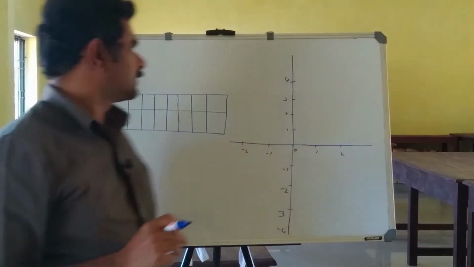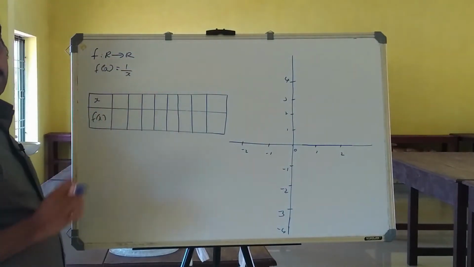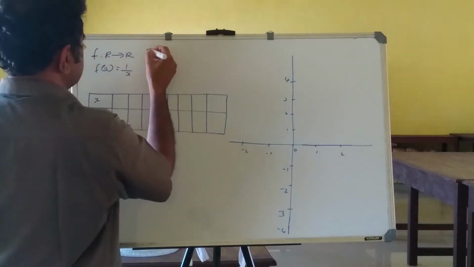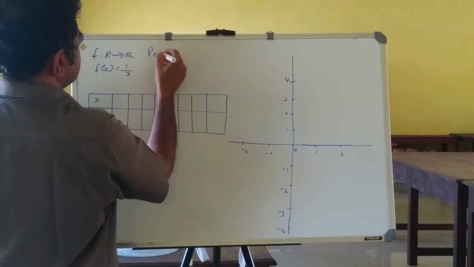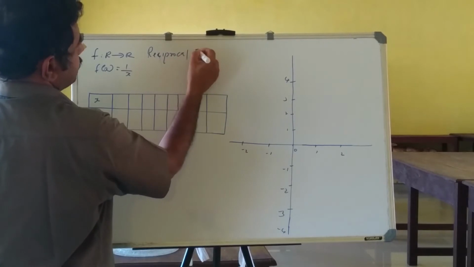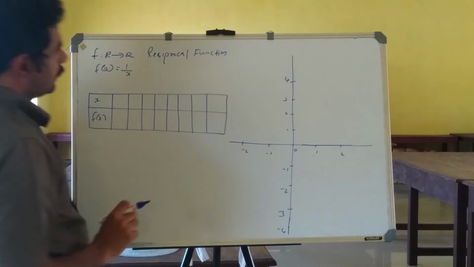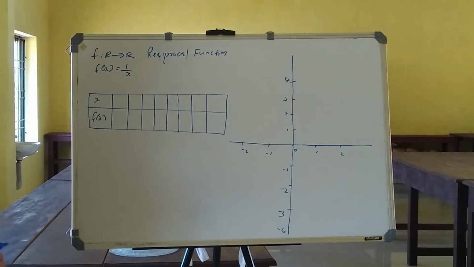Another function, f of x equal to 1 by x, or p by q form. Reciprocal function. What is it? Reciprocal function. f of x equal to 1 by x.